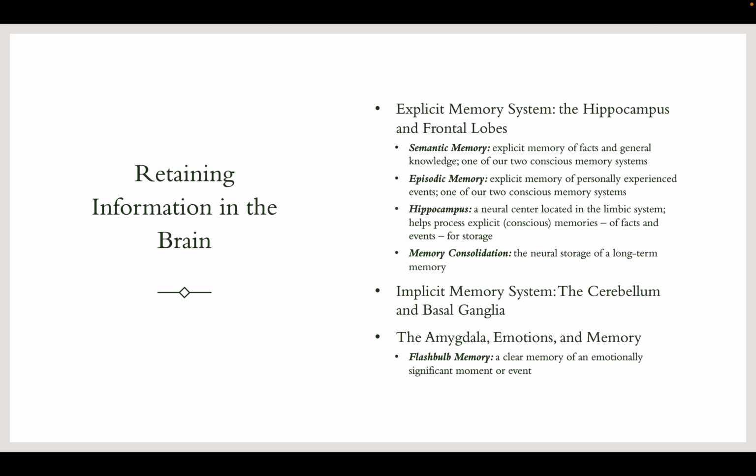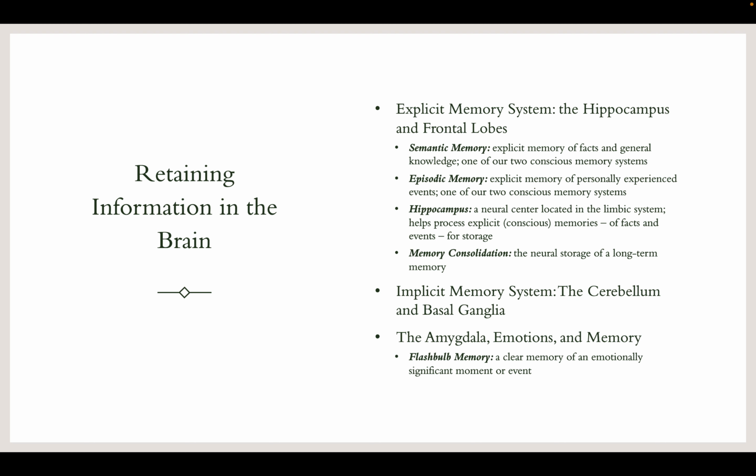Implicit memories go through the cerebellum and the basal ganglia. This is where your memories of physical skills like walking, cooking, dressing, motor movements, all of these things are stored in your cerebellum and your basal ganglia. I am not too worried about you knowing those. So do with that what you will. It's probably not on the final.